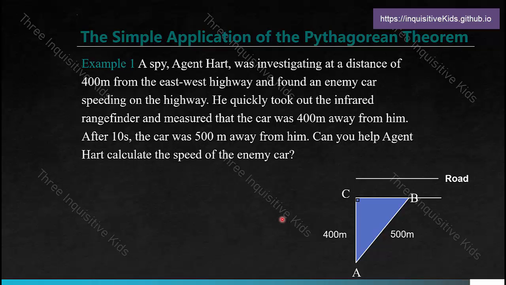The simple application of the Pythagorean theorem. Example 1. A spy agent Hart was investigating at a distance of 400 meters from the east-west highway and found an enemy car speeding on the highway. He quickly took out the infrared rangefinder and measured that the car was 400 meters away from him. After 10 seconds, the car was 500 meters away from him. Can you help Agent Hart calculate the speed of the enemy car?